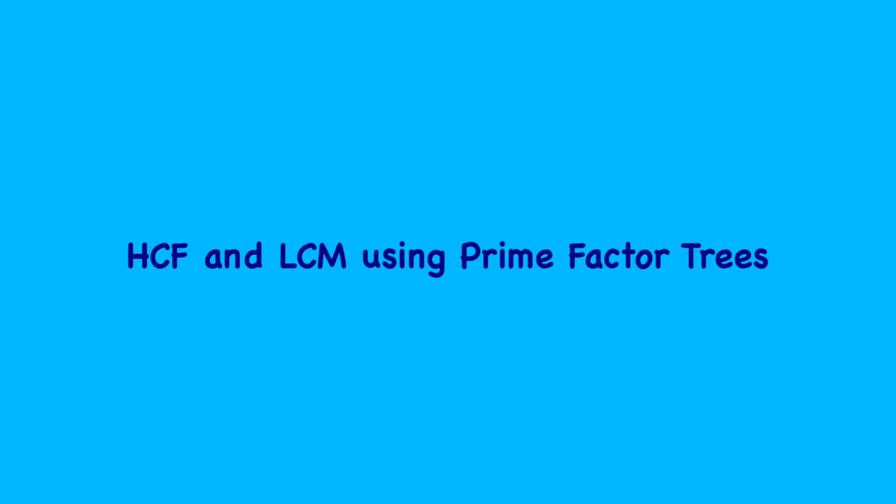Finding the highest common factor and lowest common multiple using prime factor trees. If you're asked to find the highest common factor or lowest common multiple of two large numbers, it is best to use a prime factor tree, a method you will have seen on an earlier clip. So let's have a look at an example. Let's find the highest common factor and lowest common multiple of the numbers 84 and 126.